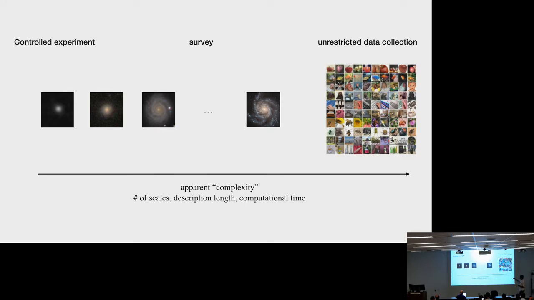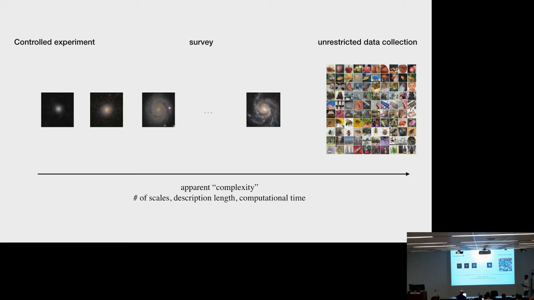Those are the surveys that will give us large collections of images and spectra. But it is restricted. It's still living within some finite space, which is much, much smaller than this kind of completely open data collection, which is used a lot in the machine learning world.